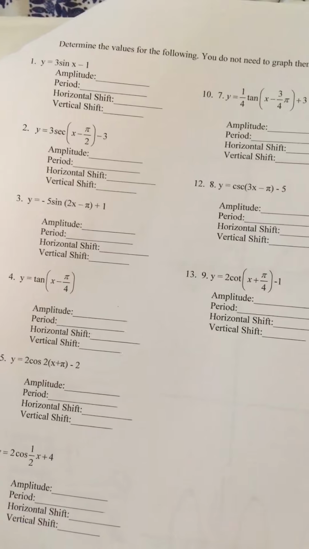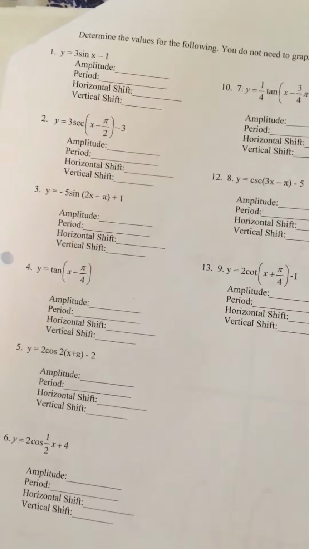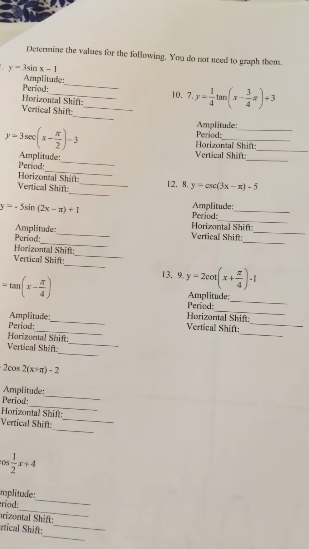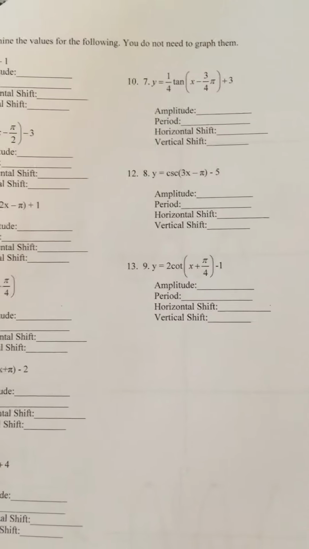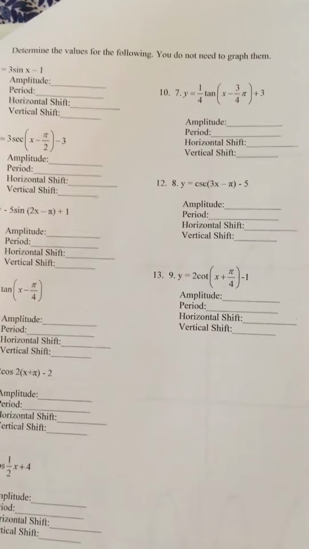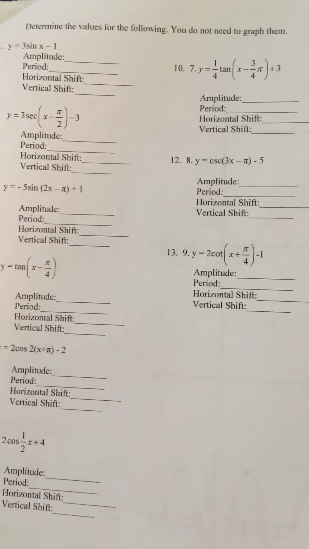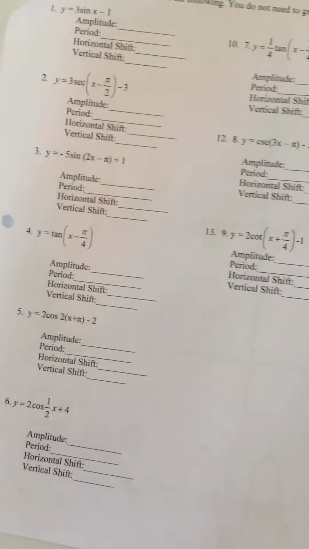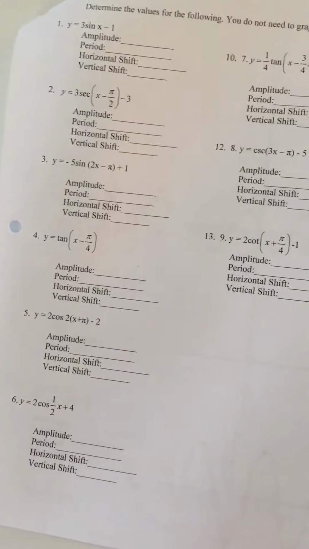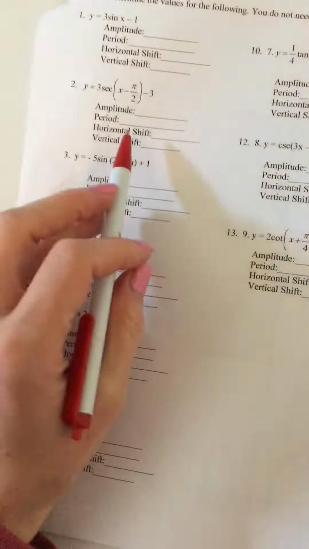All right, I'm not going to do all of these. I'm just going to do some of them, and I don't know why some of them are numbered twice. Like on that right side, we have 10 and 7. No idea. So I just want to do a couple of them, just to give you the idea. So let's do number 2.